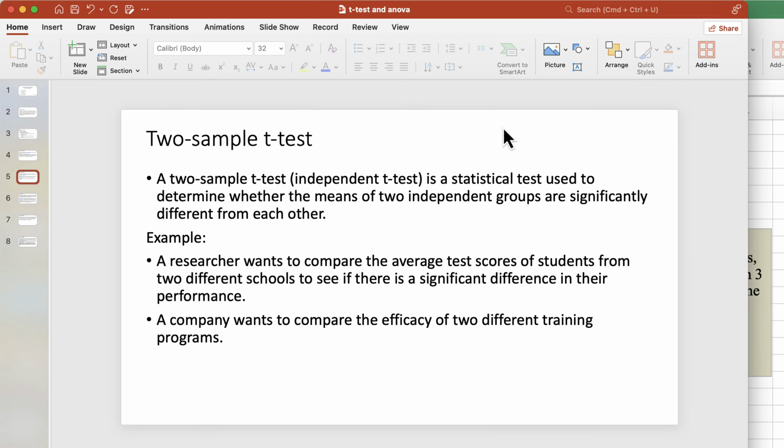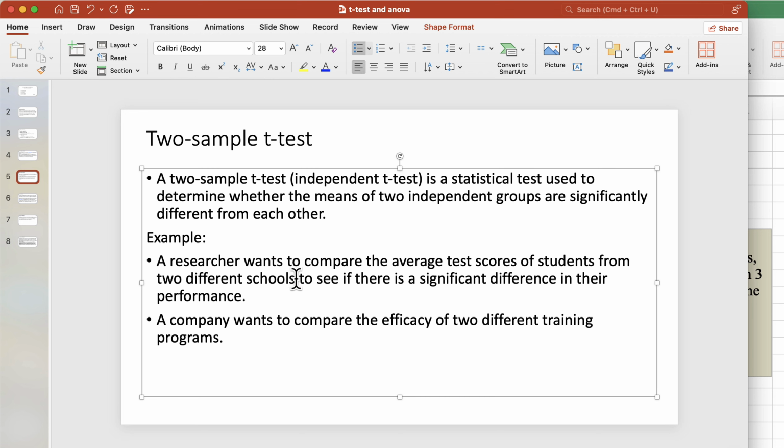The next topic is the two-sample t-test. In a two-sample t-test, we have two independent samples, and we want to compare their means. We want to know if they are different or not. So here's an example. A researcher wants to compare the average test scores of students from two different schools. These are two different schools, which means they have different teachers, different systems, different pedagogies, different facilities. They are entirely different. And we want to see if there's a significant difference in their performance or not.